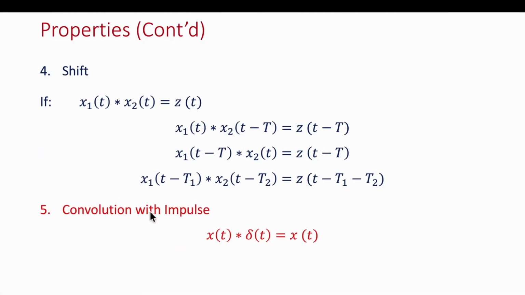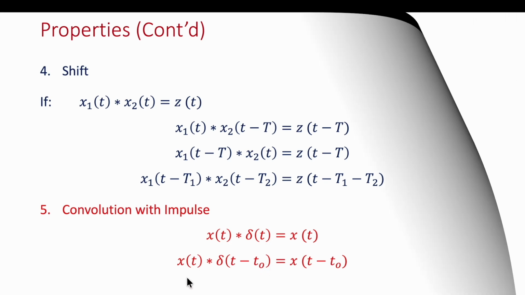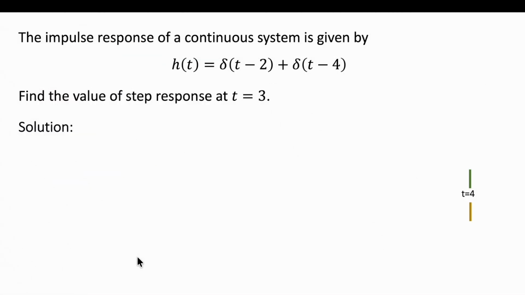The fifth property is the convolution with the impulse. If you are taking the convolution with the impulse signal, the result will be the same signal. Similarly, if you are taking the convolution with a shifted impulse signal, the result will be the same, but given with that particular shift. So we can take one example where you can better understand the properties.